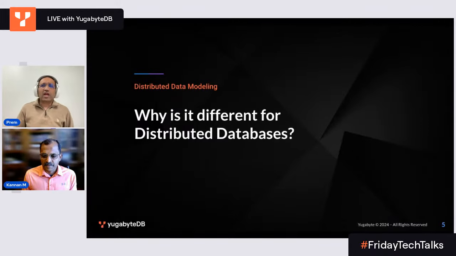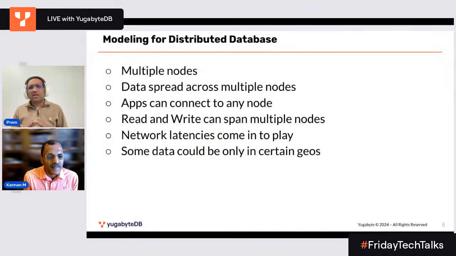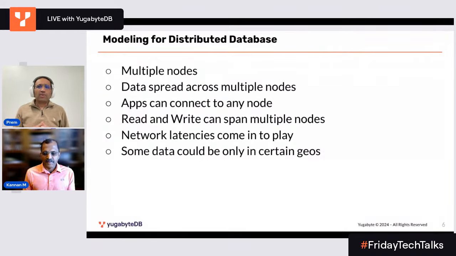Most people would have designed tables and indexes for monolithic databases like YSQL or Postgres. When creating tables and indexes in a distributed database, you need to be aware of certain things. Let's look at each of them. Firstly, in a distributed database, there are many nodes, and the table data will be spread across these multiple nodes. Even though the applications can connect to any single node or many nodes, reads and writes most likely will span multiple nodes. Because of this, network latencies have to be factored in. Also, you could have placed some data in certain geographies, and cross-geo, cross-region latencies could be high.